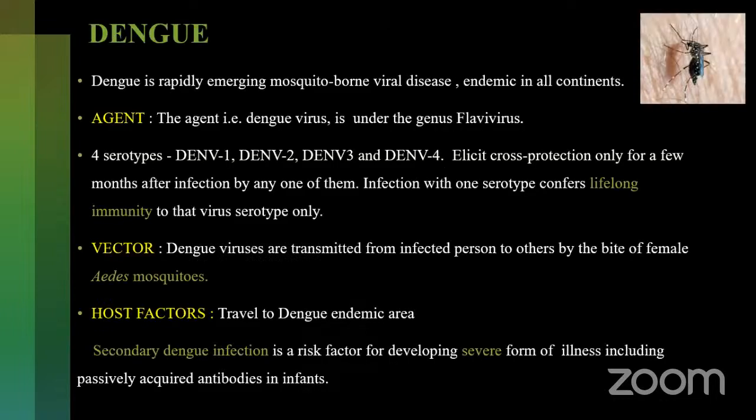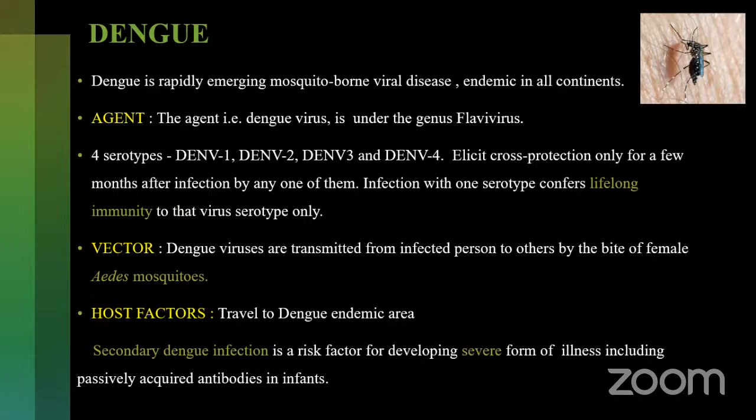So now coming to dengue. Dengue is a very rapidly emerging mosquito-borne viral disease, which is endemic in many continents. The agent is dengue virus, which is categorized under the genus Flavivirus.